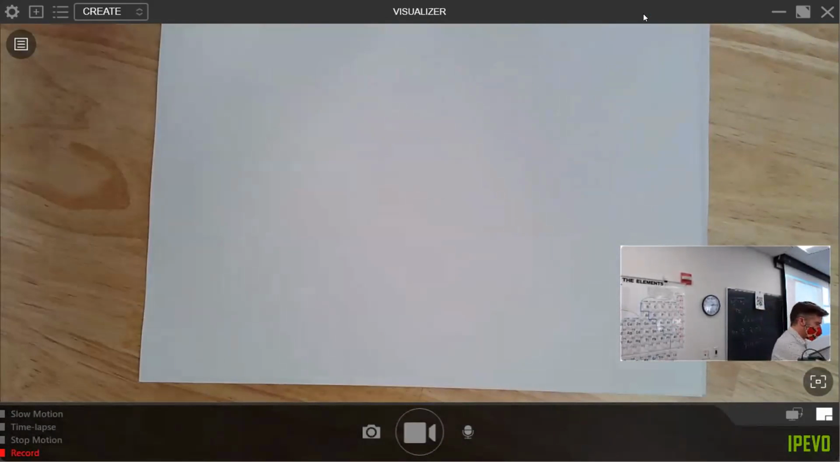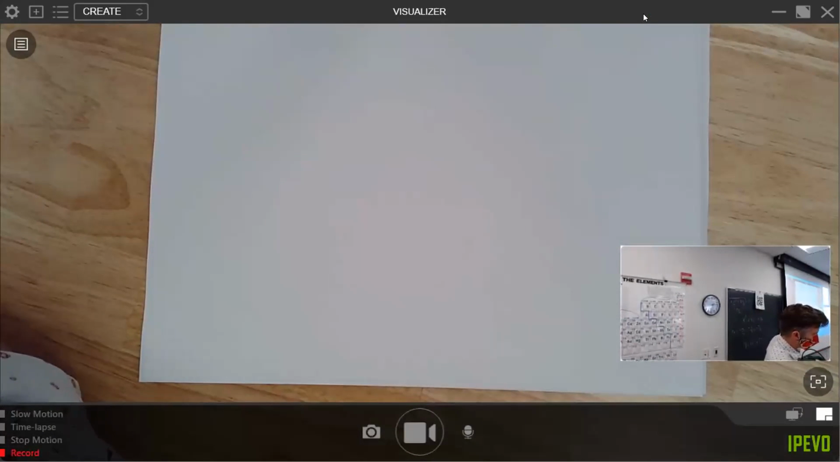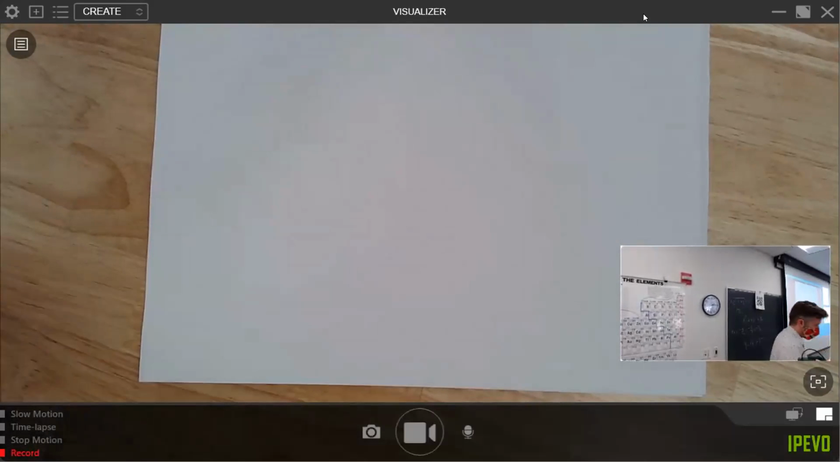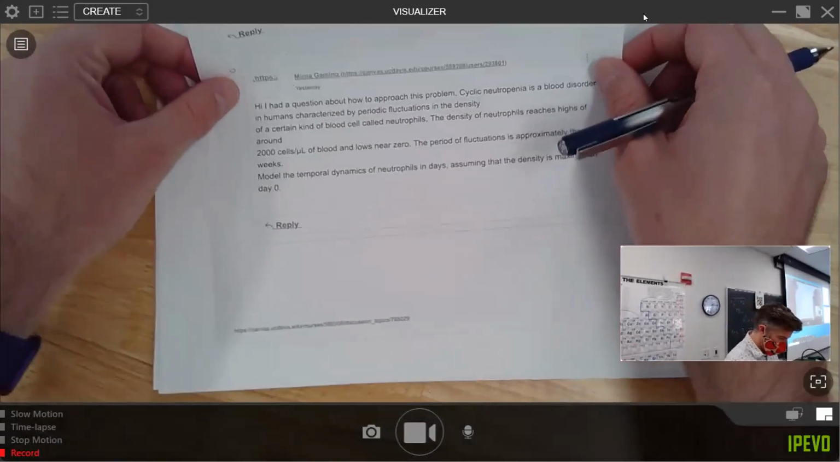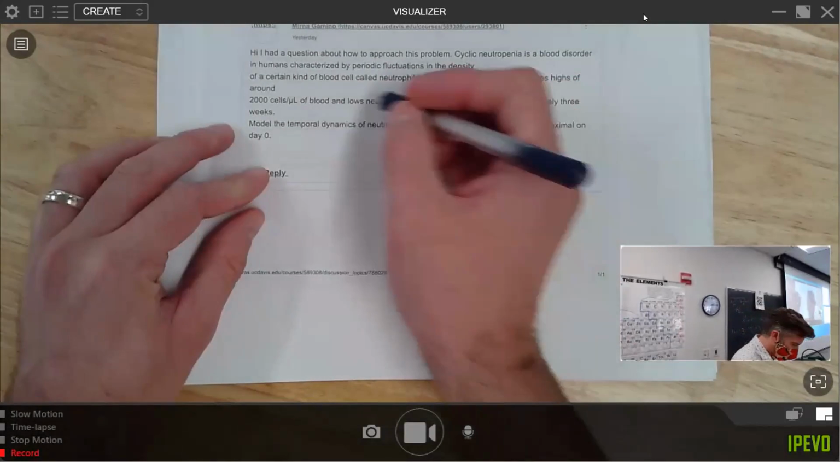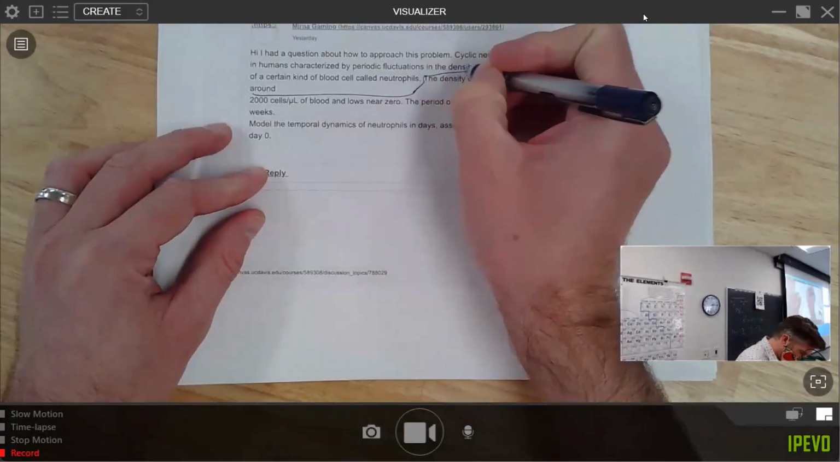So there's this question, probably for someone's class. Cyclic neutropenia, a blood disorder in humans characterized by periodic fluctuations in the density of a certain kind of blood cell, neutrophils. All of that was just words, right? We could look at this question and be like, that part doesn't actually matter. I mean, it matters. It's good to have the context, but really, I'm not looking at any of this when I read this question.